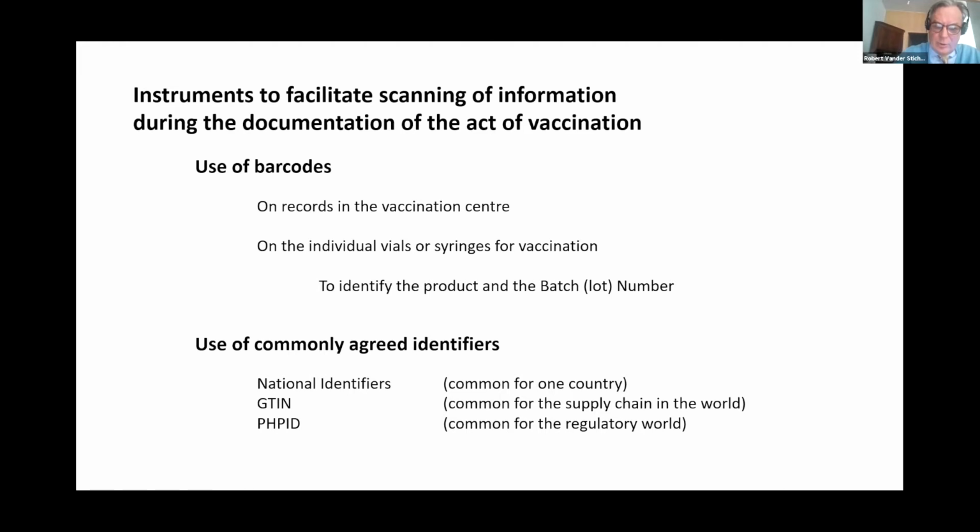And it's also important, if we use barcodes, behind the barcodes are the identifiers, and they should be commonly agreed. They should be either the national identifiers, but these are common to one country only and can become meaningless in another country when a vaccine lot is shipped to another country. The GTIN, which is common for the supply chain of the whole world. And then the PHPID, which is common for the world, the regulatory world.